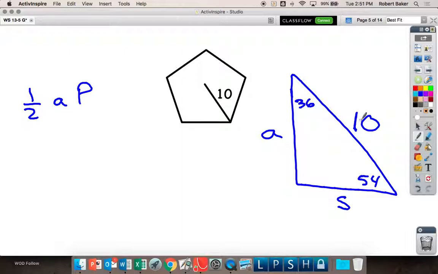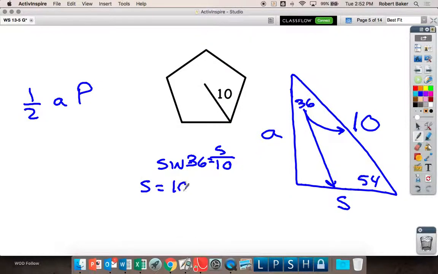So how are you going to go about solving for A and then S? It is impossible to use tangent because you have two variables there, A and S. Sine of 36. Okay, so we do the sine of 36 is equal to opposite over hypotenuse. What happens when there's a number on the bottom? So S is equal to 10 sine 36.